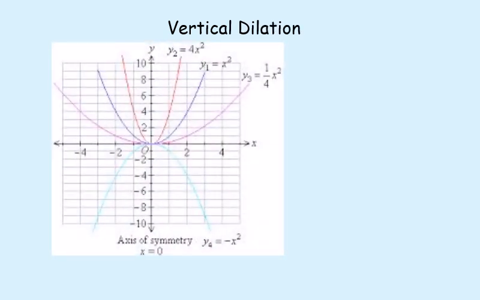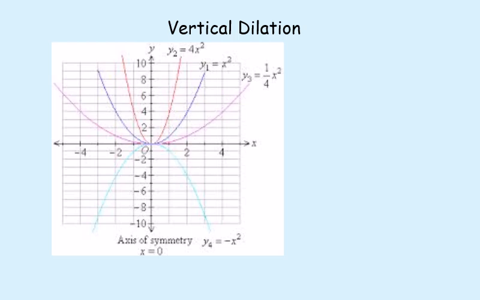For vertical dilation, we have a bunch of quadratic graphs here, and they were already labeled. Yes, I pulled this from the internet. That's okay. And if you look, the higher the coefficient of x, in other words, the number in front of x squared, is, the more stretched it is going up. And this is true for all vertical dilations.